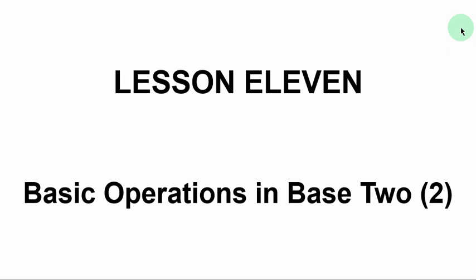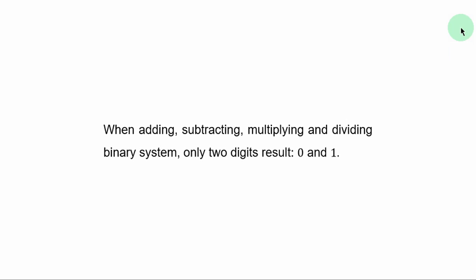Lesson 11, Basic Operations in base 2, that is binary system. When adding, subtracting, multiplying and dividing in the binary system, only 2 digits result, and you know them: 0 and 1.